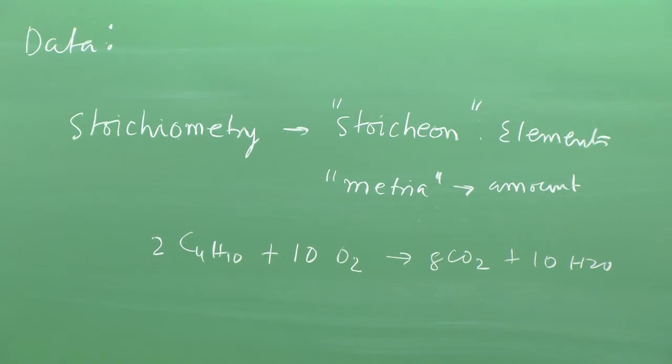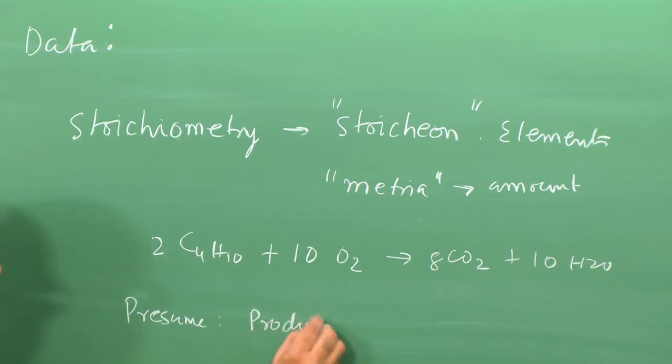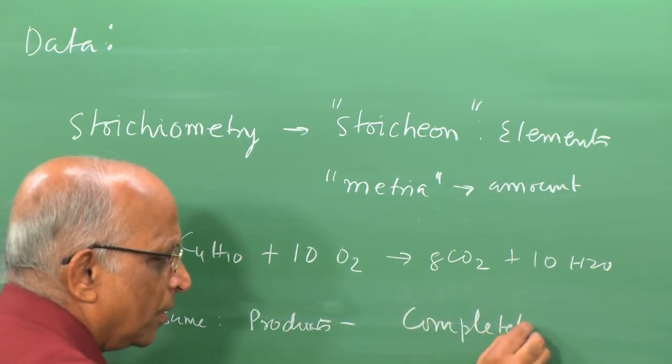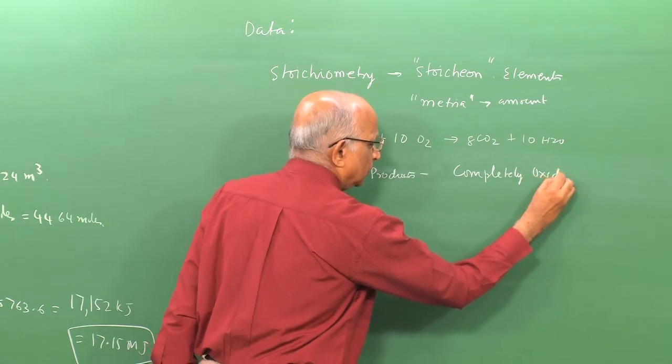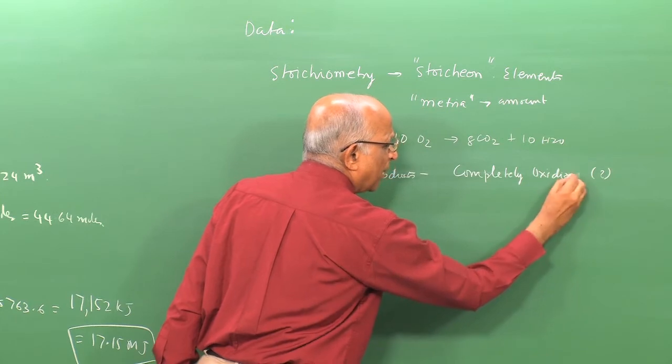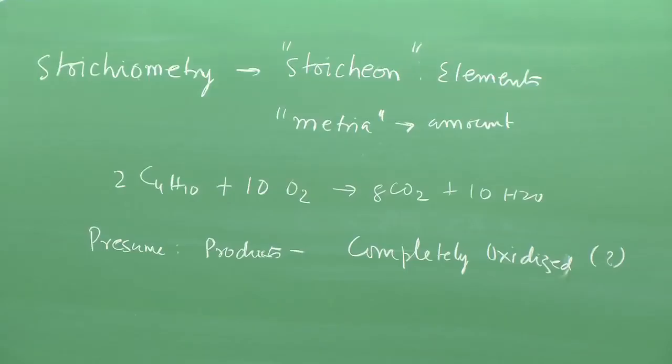But when we use the word stoichiometry, more often than not, we assume that the products which are formed are completely oxidized. I require to qualify this. What do we mean by saying products are completely oxidized?